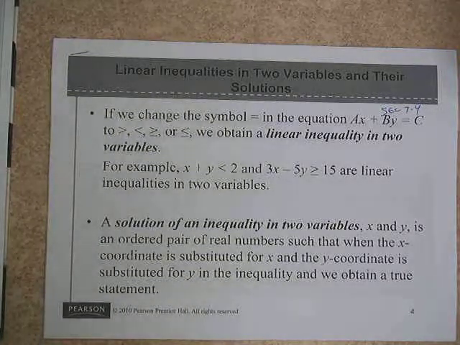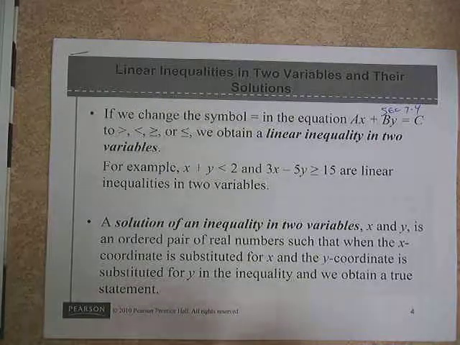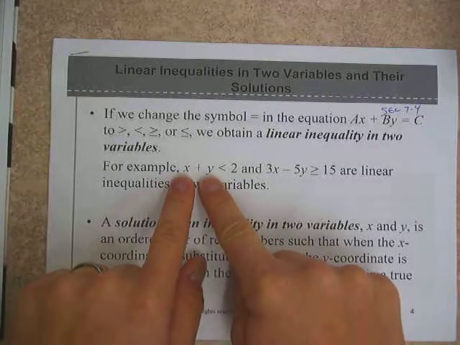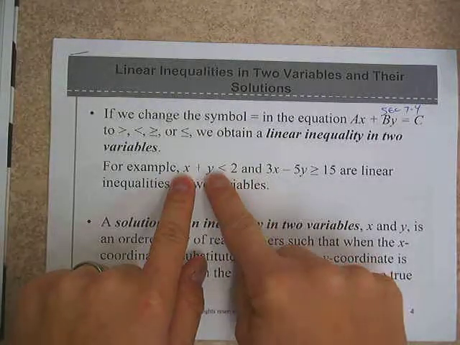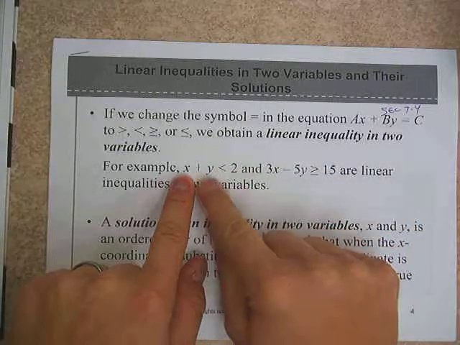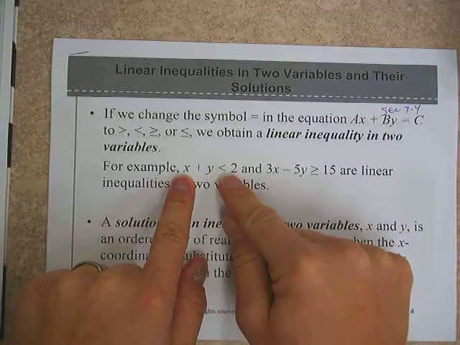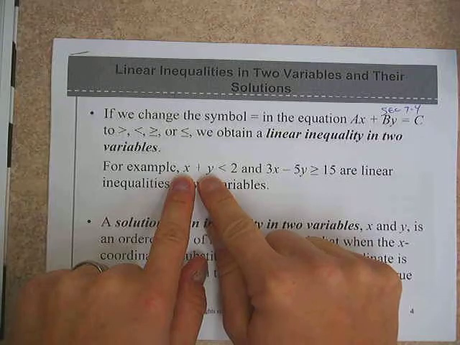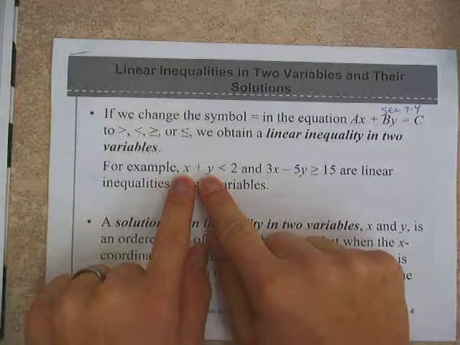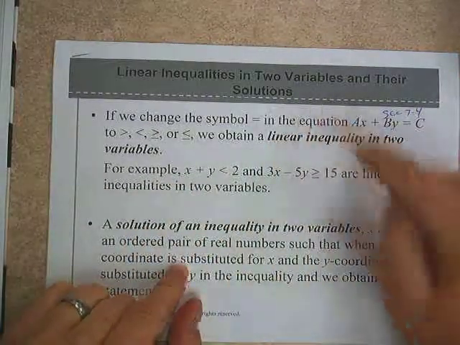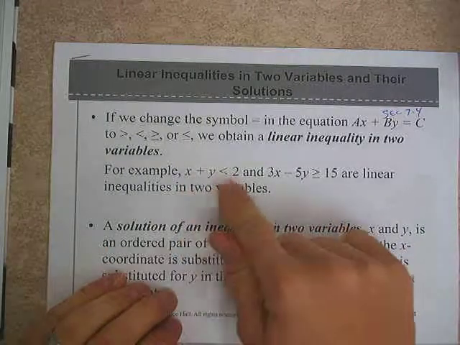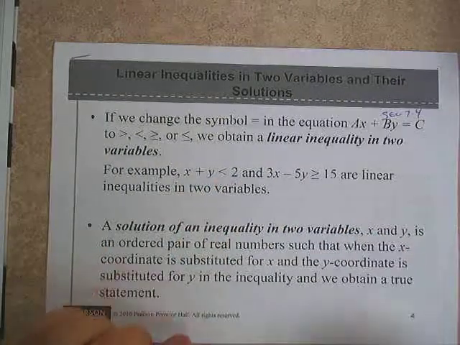Now, keep in mind that unlike an equation, if we were to find an x and y that made this sentence true, for instance, if that were an equal sign, I could put in 1 and 1, and that would make it true. We know there's going to be an infinite number of solutions to the equation because when we graph that, it's going to be a line. Every point on that line is going to make that sentence true.